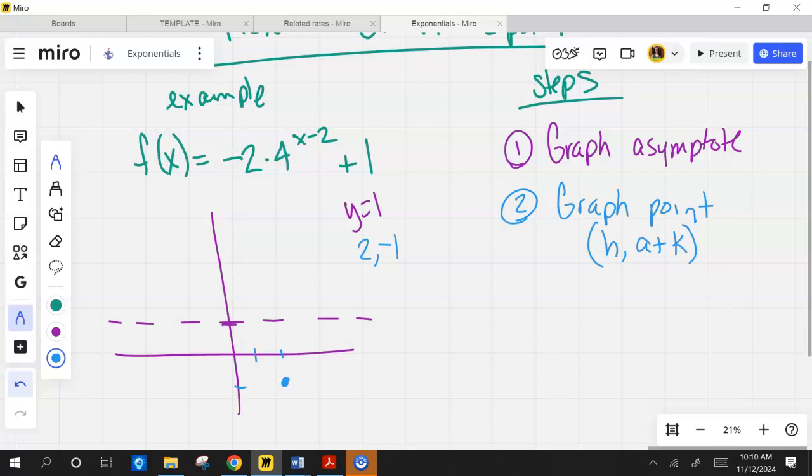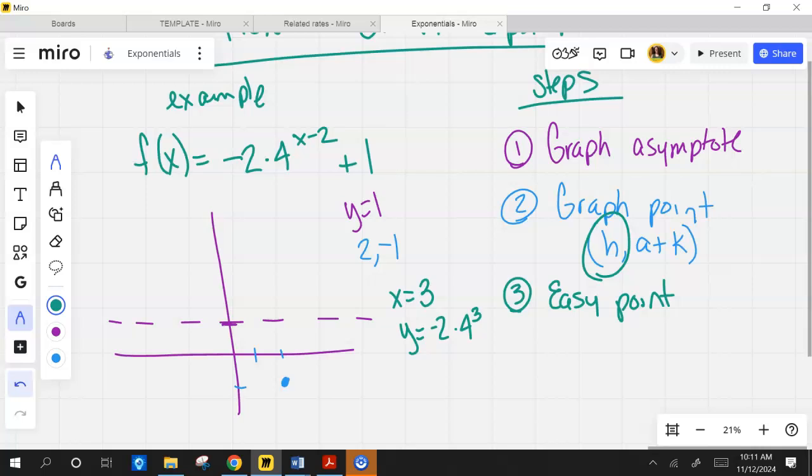Row with me? Last thing is an easy point. Same way we've always done easy point. Go one beside your h, add 1 to it. So in this case, it's going to be x equals 3, and plug it in to find y. Watch your order of operations here, though. By just going one past, it's going to make this exponent be 1. It's going to make it a lot easier for you.